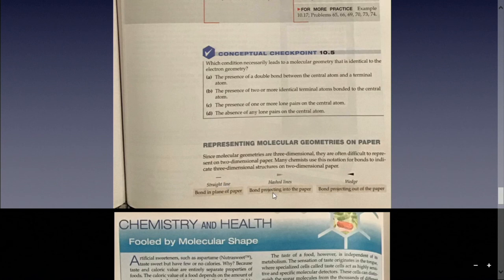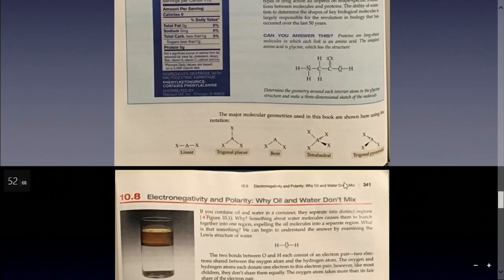But if we want to represent a bond that's going away from us, into the paper, you use a dashed line. It's kind of like a triangle, but dashed or hashed, however you want to say it. If you want to represent a bond that's coming out at you, literally leaving the paper and projecting towards you, then you would use a wedge. So it's all dark. It's a wedge, not hashed. Does that make sense? So that way, when you look at structures like this, it's clear.